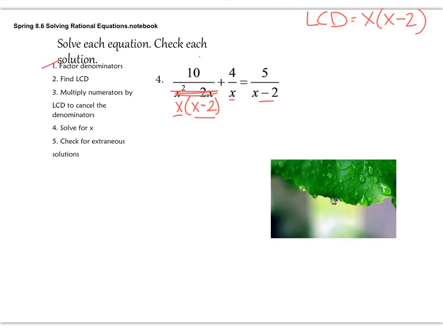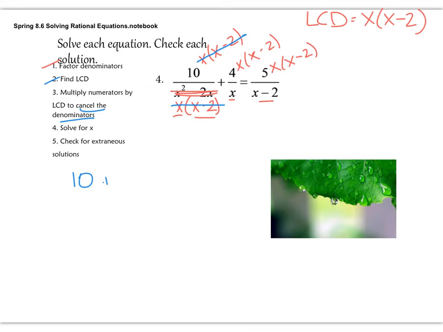So that means on every fraction we write x minus 2, x minus 2, x minus 2. Okay, take the time. It definitely does help, I promise. All right, so we are multiplying because we want to cancel denominators. So the x and x minus 2 cancels with this x and x minus 2. So all I have left in this fraction is a 10.